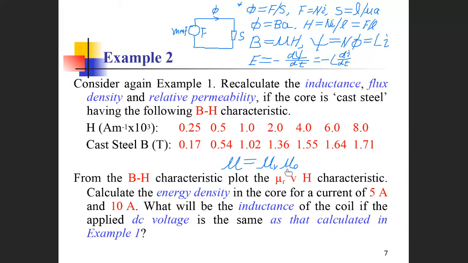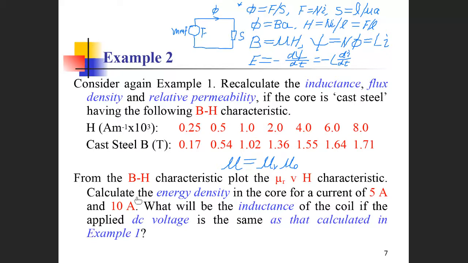Mu 0 is the free space permeability, which is 4 pi times 10 to the minus 7 henry per meter. So it is easy to get the mu R over the H, because B over H is mu. Then mu over mu 0 is mu R. So it is easy to get.